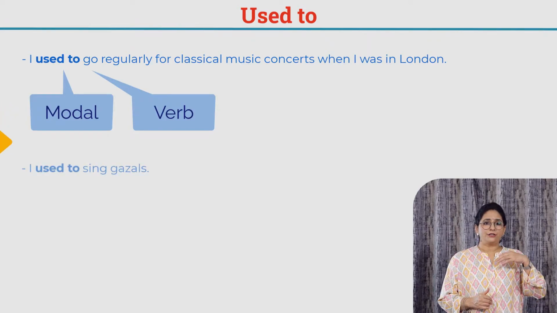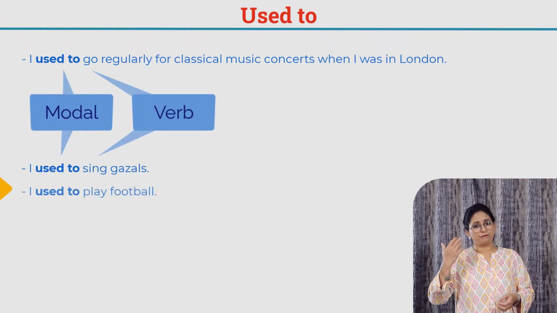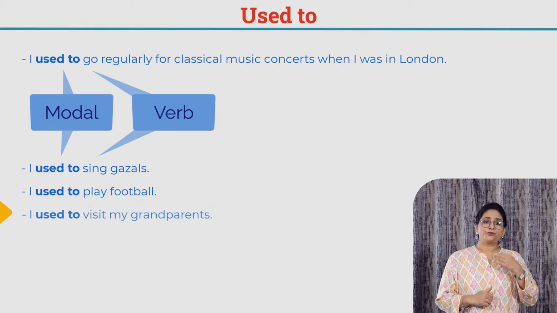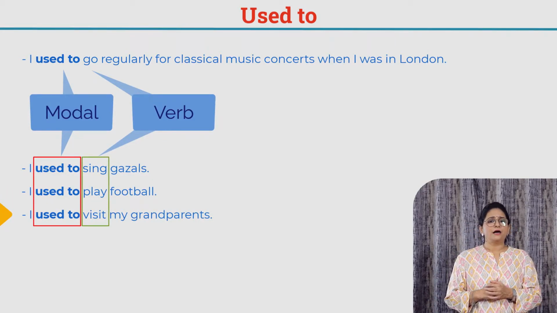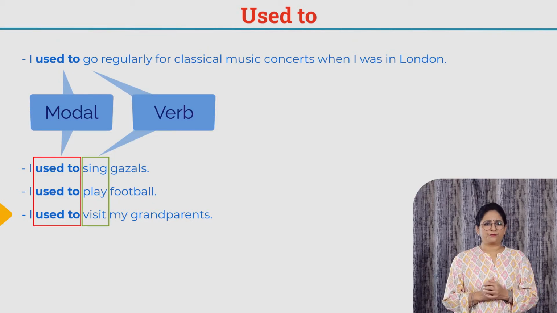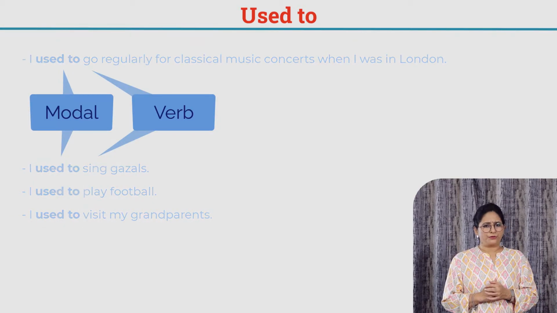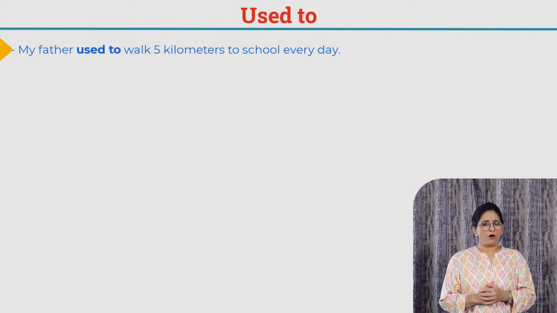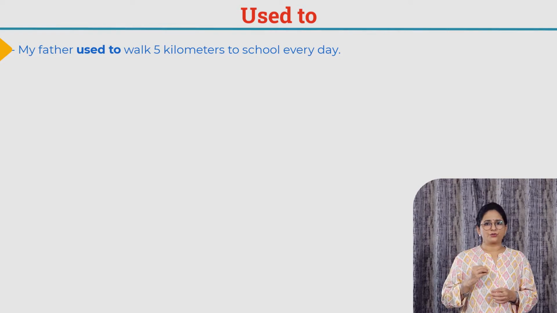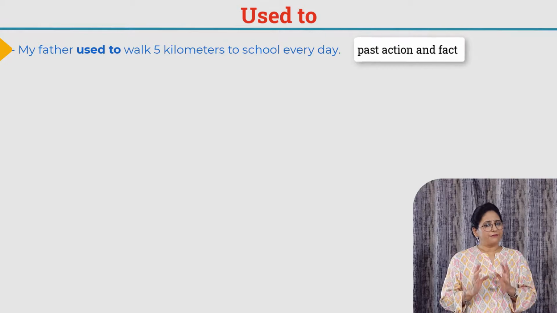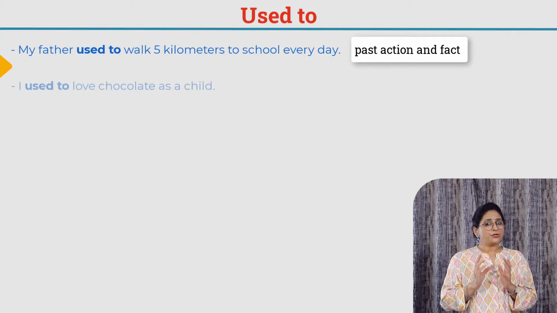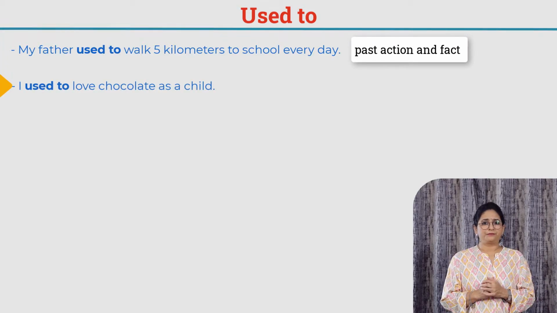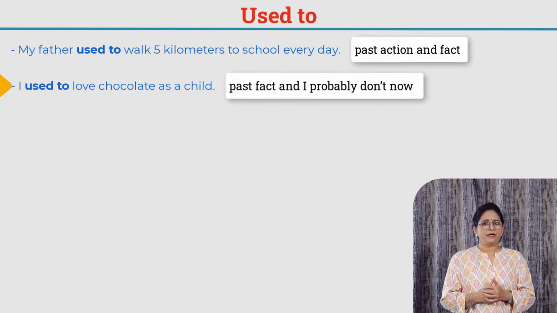Similarly, we can say used to sing ghazals, used to play football, used to visit my grandparents are some of the phrases we use. A few examples of used to in a sentence. My father used to walk 5 kilometers to school every day. It is a past action and fact. I used to love chocolates as a child. It's a past fact, and I don't like chocolates now.